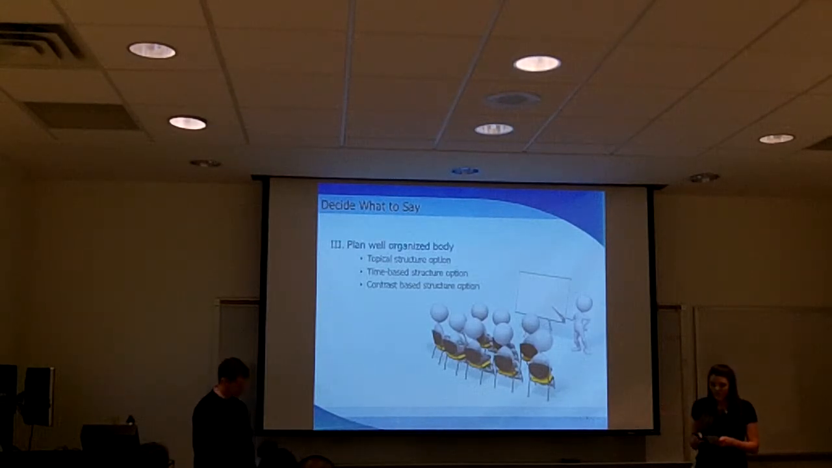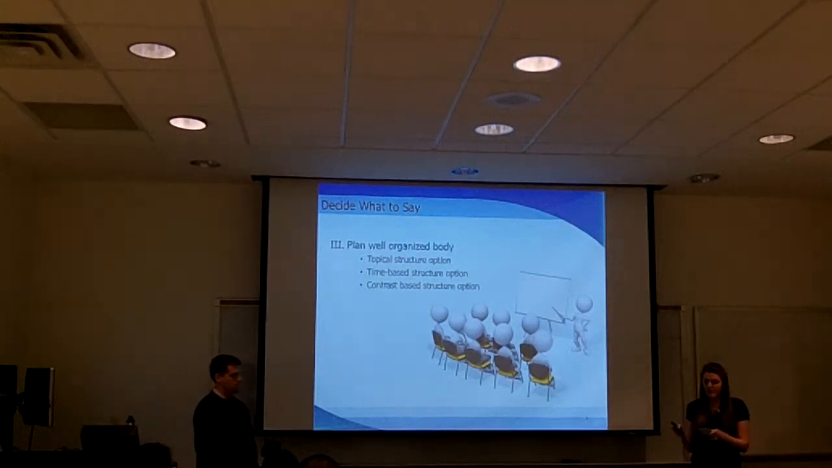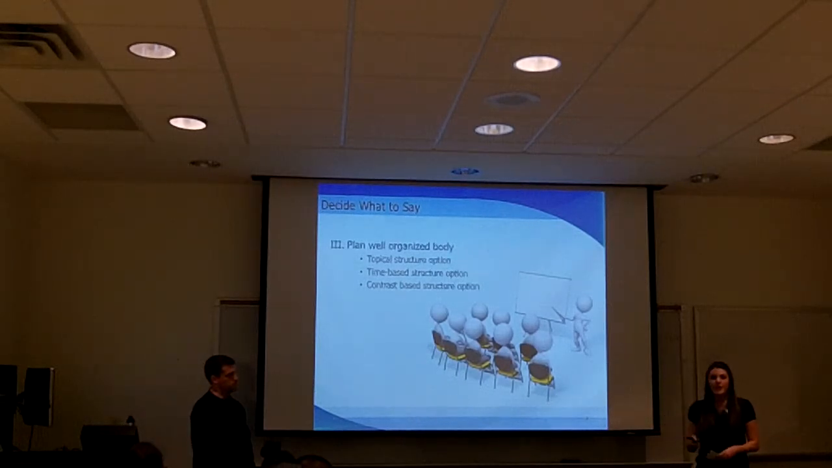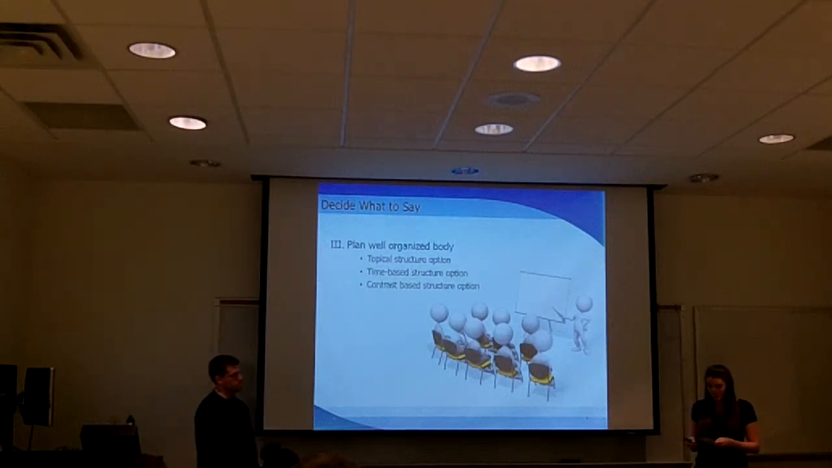Time-based structure is broken down into a sequence of events: first, later, last. Like our current events that we do, a lot of times we put it into a time-based structure. We say the history of what happened, then the current event, and then we kind of go on to the future actions or effects of that event.